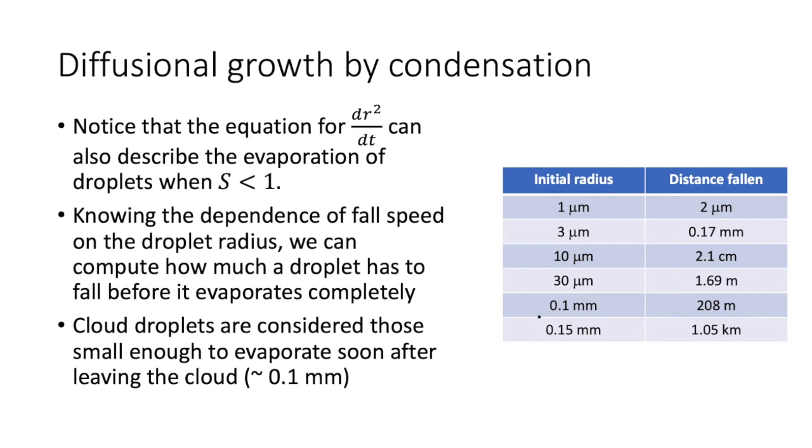Interestingly, and not surprisingly, the distance that they need to fall increases the bigger the particles. And so, for example, already at 0.1 millimeters of droplet radius, which is pretty small actually, the droplet will have to fall for a kilometer before it evaporates completely. Obviously, smaller droplets will need to fall for less. But yeah, this is pretty interesting.